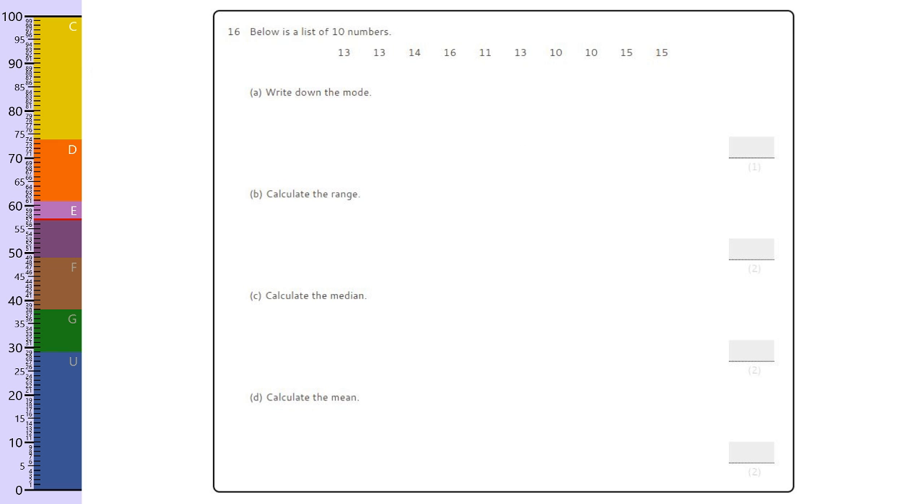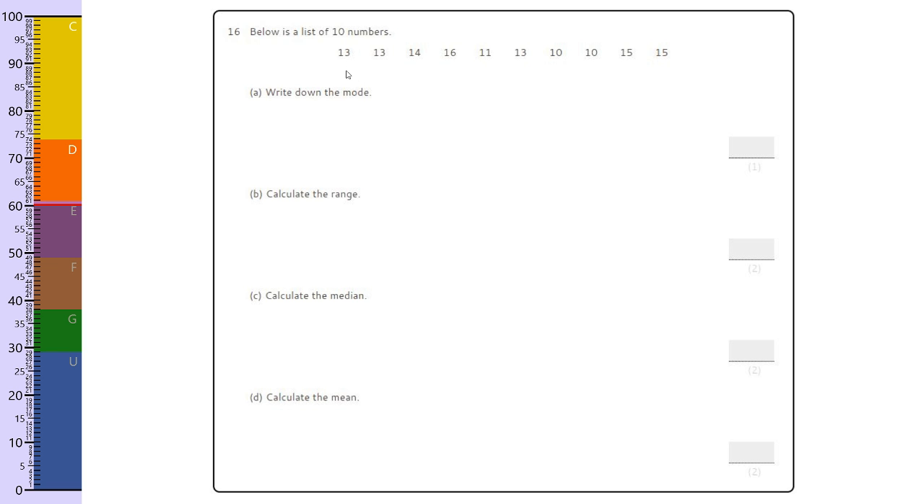Okay, let's move on. Question 16. If you'd like to pause the video now and have a go. Okay, so we've got a lovely mode, range, median and mean question. So let's have a look.